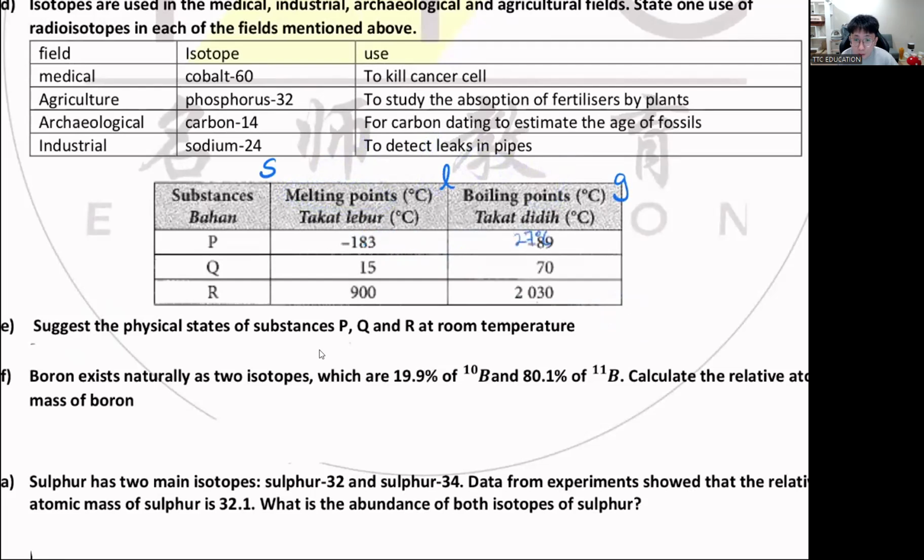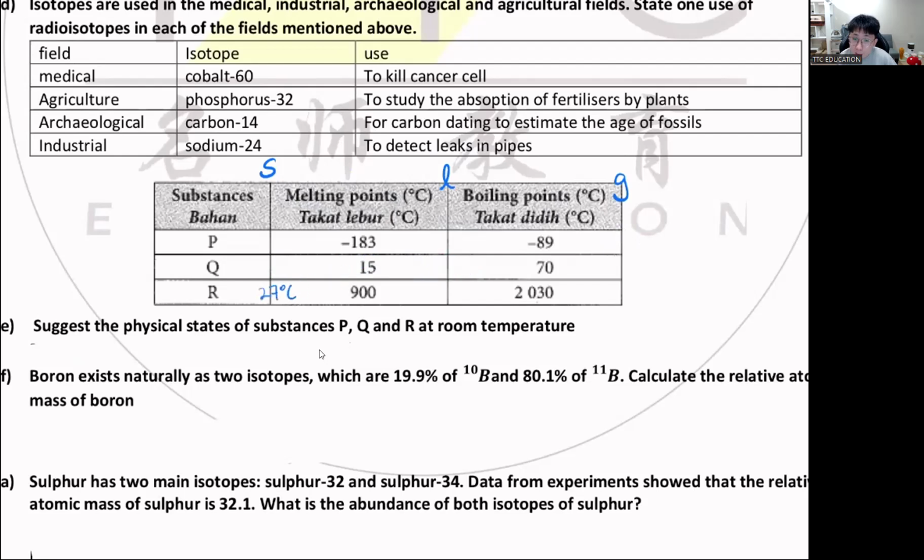So I try to move it around. Is 27 more than negative 183? Yes. Is 27 more than negative 89? Yes. So it will be here. So 27 is more than both of them, so P is a gas. Then Q, same thing. Is 27 more than 15? Yes. More than 17? No. So 27 stays here. So Q at 27 degrees Celsius is in the liquid state.